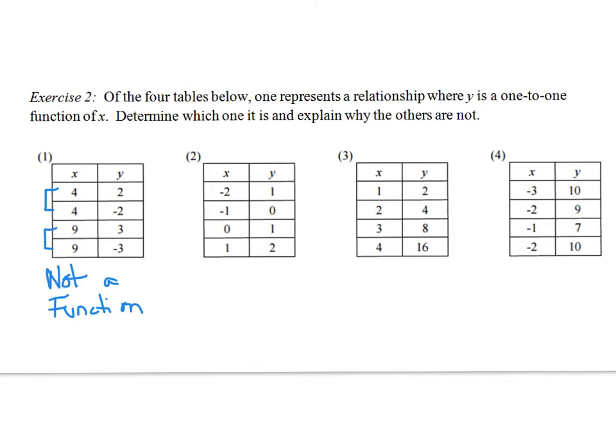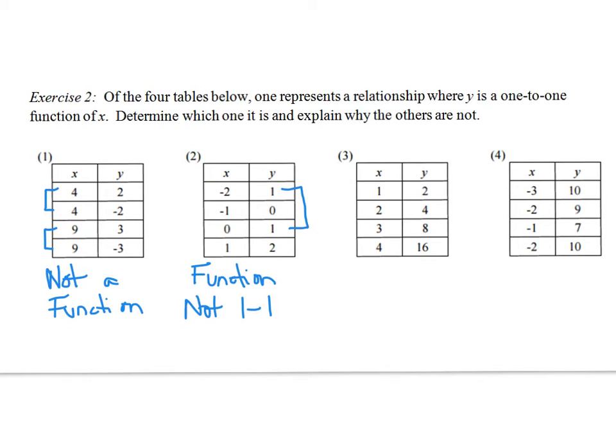For the next table, when we take a look at all of our inputs, we see that they are all different, but the outputs are not different. I see that both -2 and 0 are both matched to an output of 1. So while this is a function, because every x has only one y attached to it, it is not a one-to-one function. Sometimes we use the symbol 1-1 to stand for one-to-one.